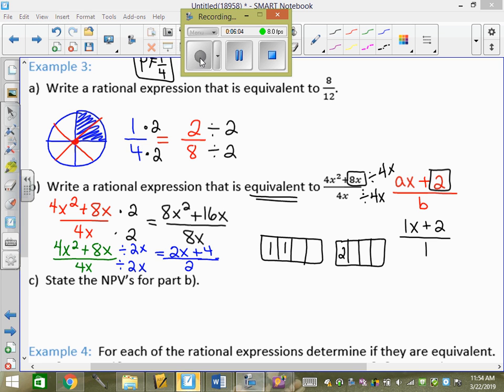All right? What are the NPVs for this one? We have a 4x in the denominator. Are those added together or subtracted? No, so they're in their own brackets. So can 4 be 0? No, so it's not going to give me an issue. I just have an x. So my NPVs are just x cannot equal 0.